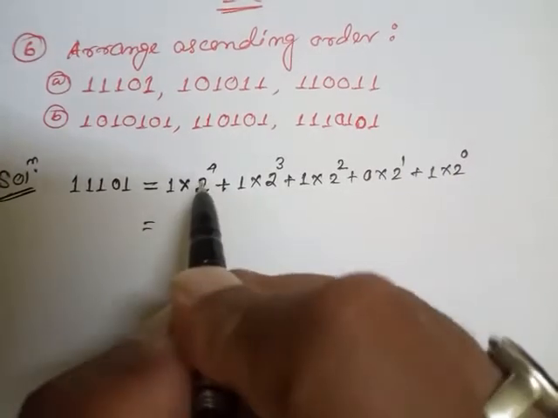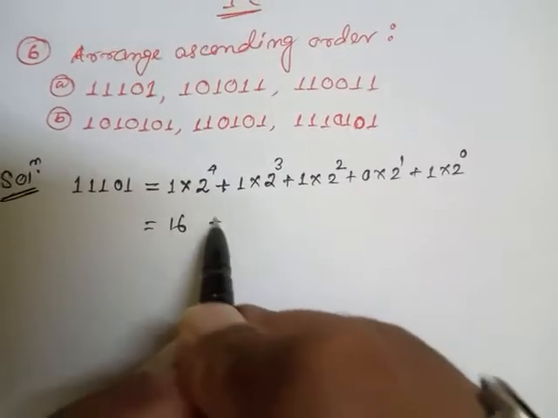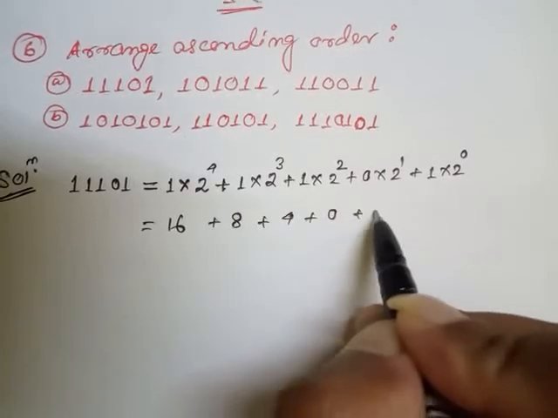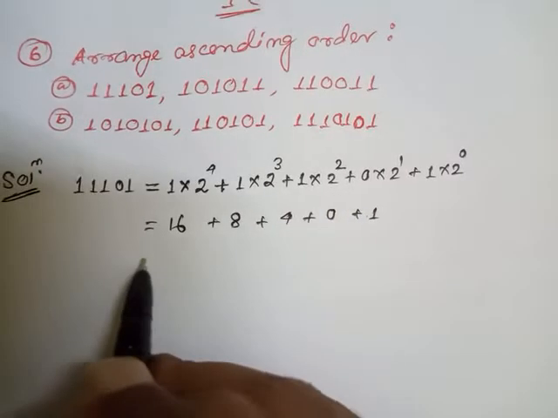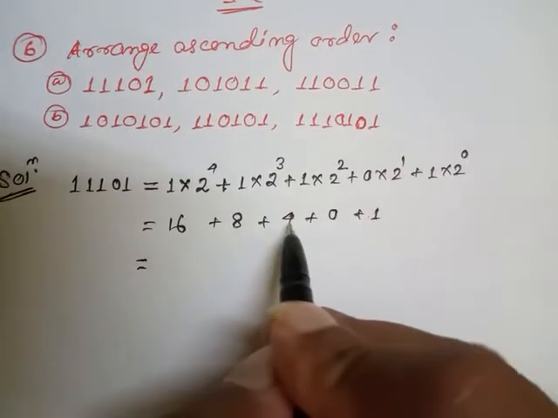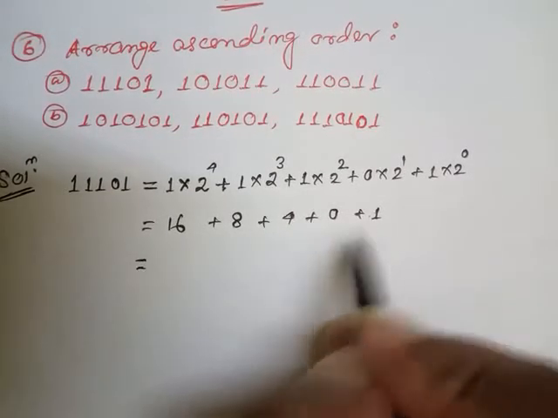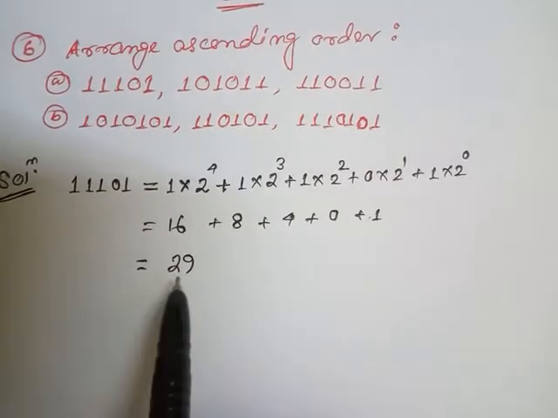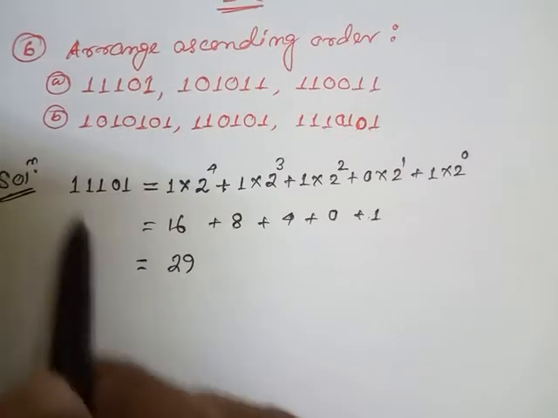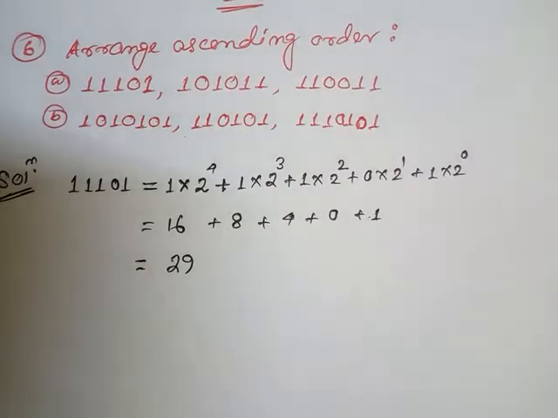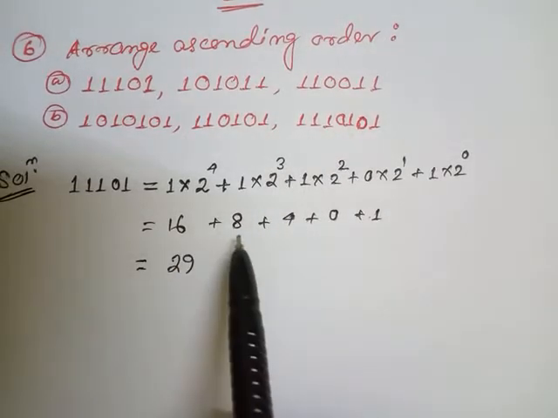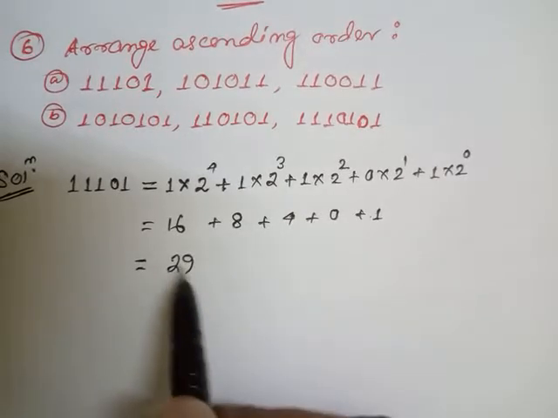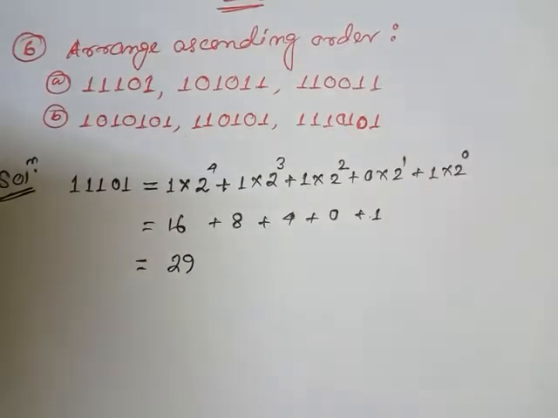Now look, 2 to the power 4 is 16, 2 cube is 8, 2 square is 4, and there is 0, and 2 to the power 0 is 1, which means there is 1. Now 16 plus 4 is 20, 20 plus 8 is 28, plus 1 is 29. 29 is the answer, which means 11101 in binary is 29. I repeat again, 16 plus 8 plus 4 plus 1 means 29, so 29 is the decimal value of binary 11101.